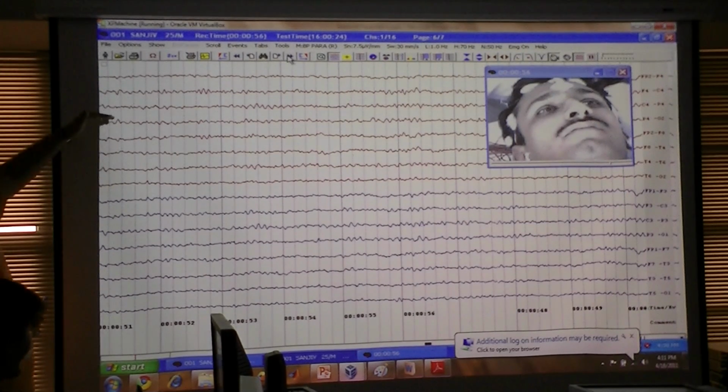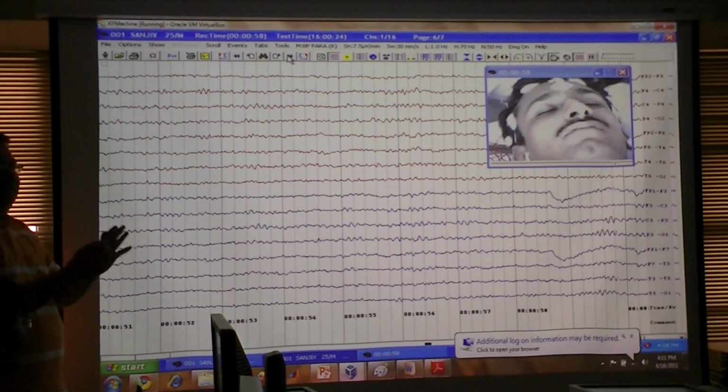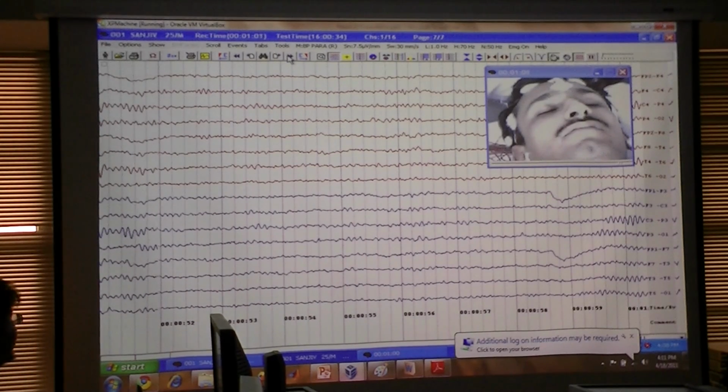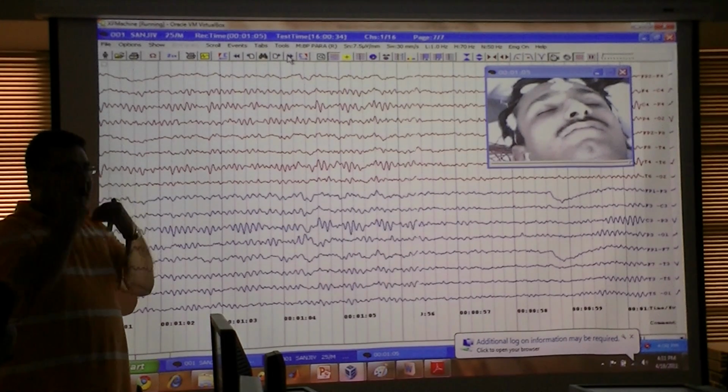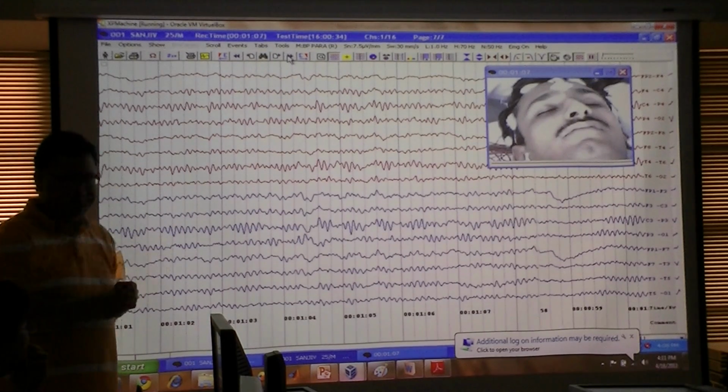So normally the EEG signal is constant. So this is one example: if I get this data, how can I model the eye movements with this data?